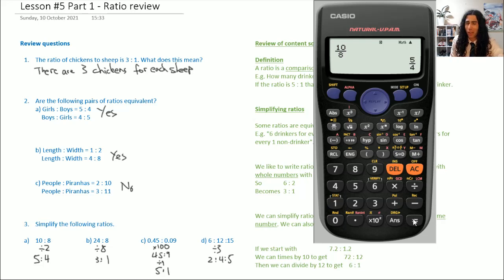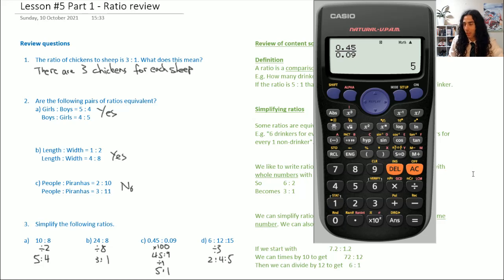And the way you simplify a fraction is almost exactly the same as simplifying a ratio. So we're just going to use that fraction simplifying function to help us out. 10 to 8 became 5 to 4. 24 over 8 became 3. So if that happens, you need to write that as 3 to 1. 0.45 over 0.09 gives 5, so you have to write it as 5 to 1.